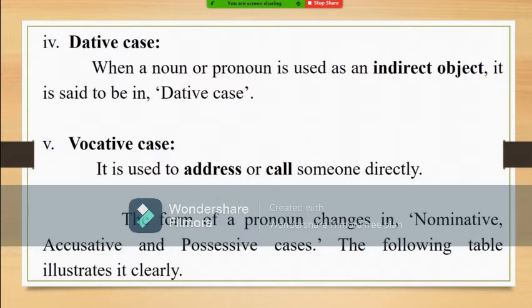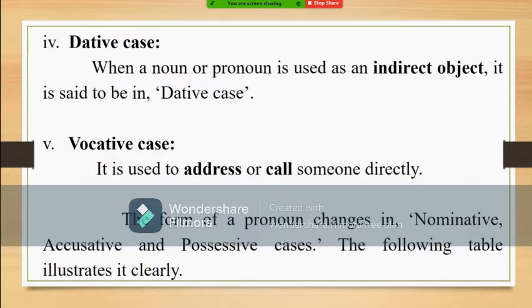Now, let us take another sentence. He saw me. Here, the subject is he. Saw is the verb. Who saw? He saw. Whom did he see? Me. So, here he is the subject. So, it is said to be in nominative case or subjective case.